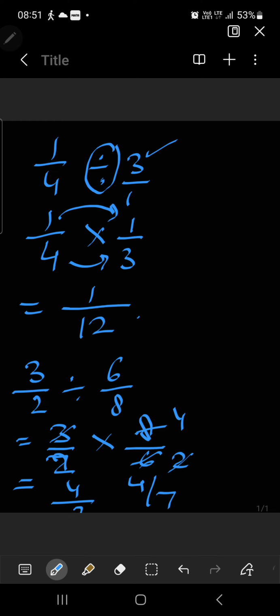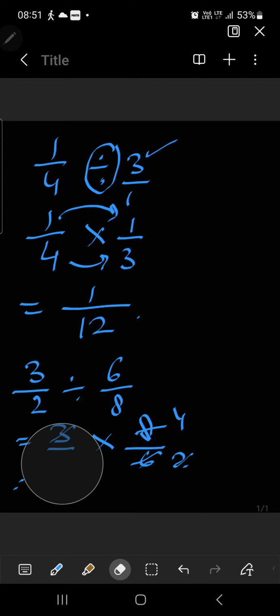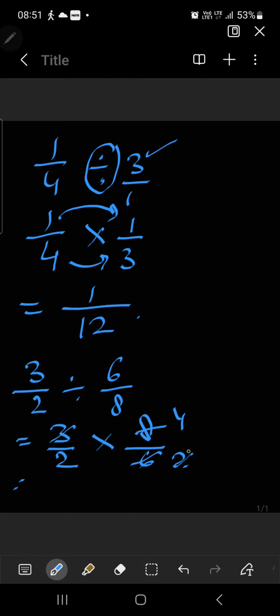Oh sorry, it's 2 here. Yes. This is 2 here, sorry. 3 2s are 6, 2 4s are 8 and 2 2s are 4. So your answer is 2.